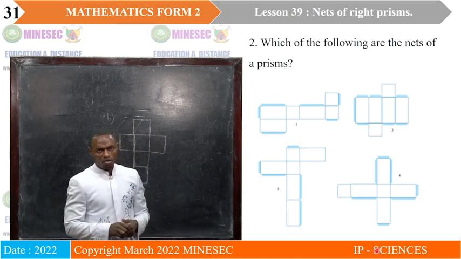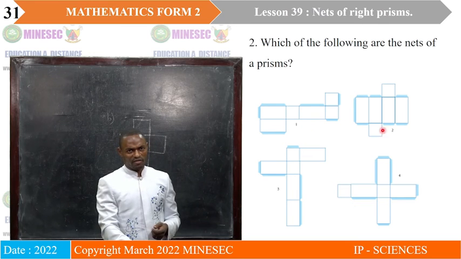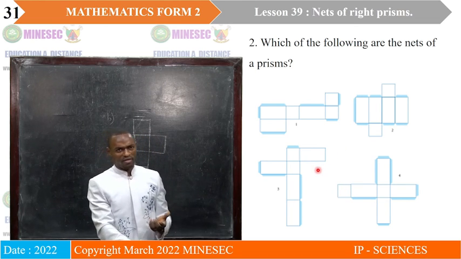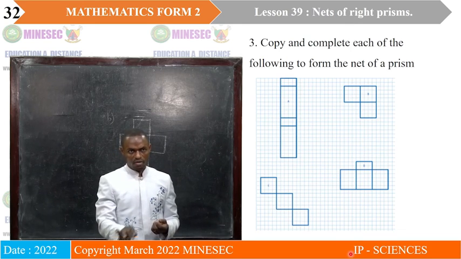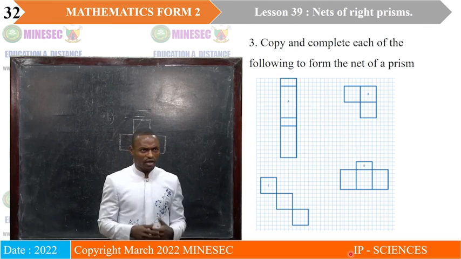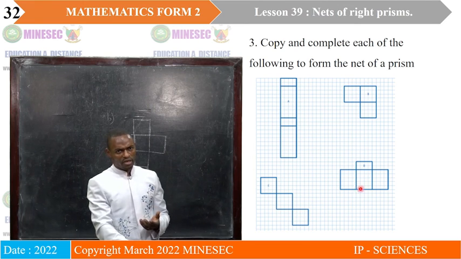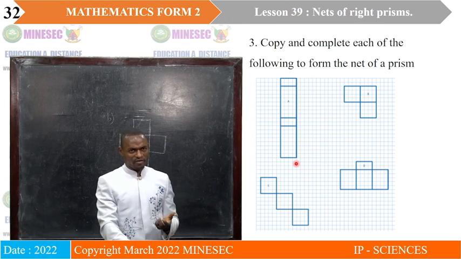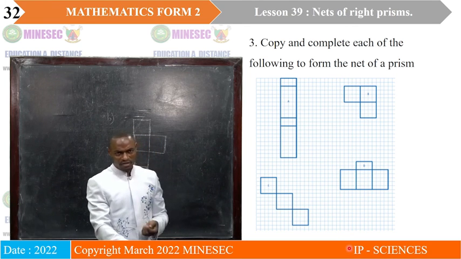Two, which of the following are the nets of a prism? Please, you have some given nets that you can see, but you have to identify the ones that can possibly form prisms. Three, copy and complete each of the following to form the nets of a prism. So you have these. You copy each of them, complete it, and name the type of prism that you can obtain from this part of the net.